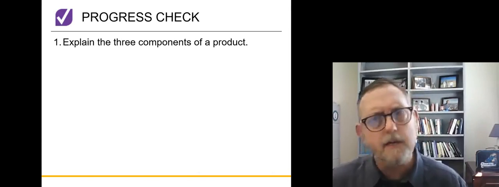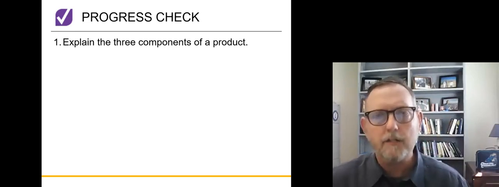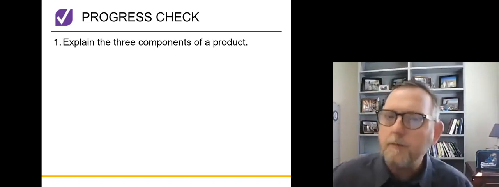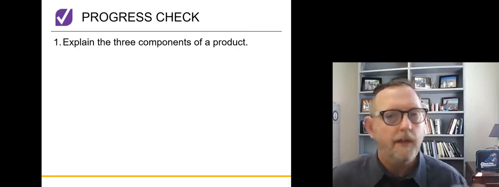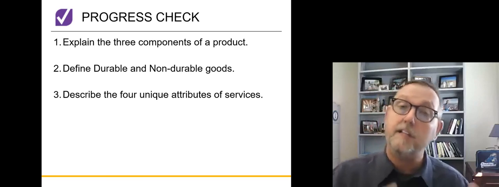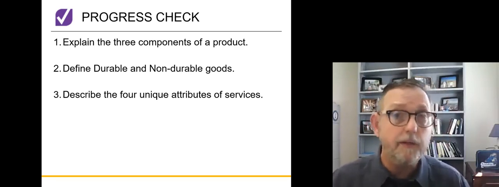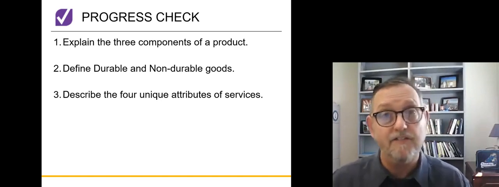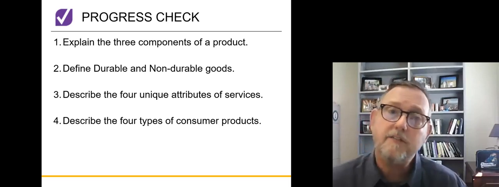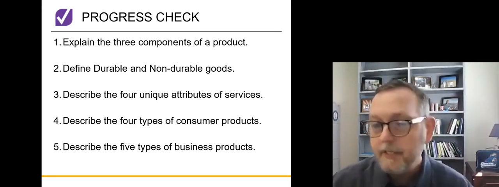Remember, look at these items as items that would be good for studying, for tests. Explain the 3 components of the product, the core, the actual, and the associated products, or the augmented product. That's another term that's used there. Define durable, non-durable good. Describe the different characteristics of a service. Remember, intangibility, perishability, inseparability, and variability, right? Remember those. Describe the 4 types of consumer products, and then finally the 5 types of business-related products.